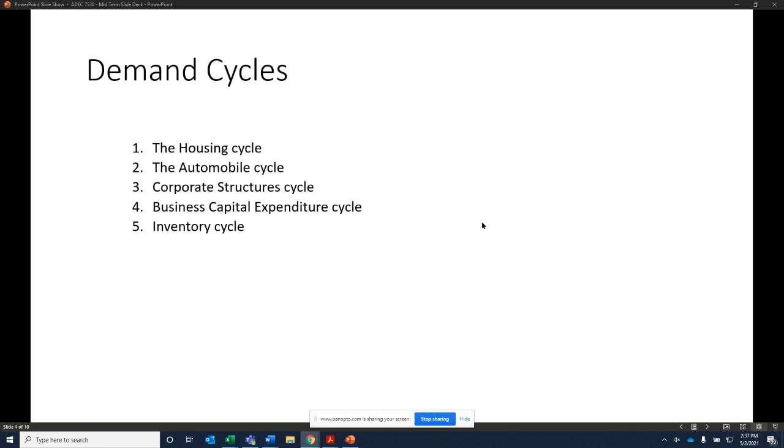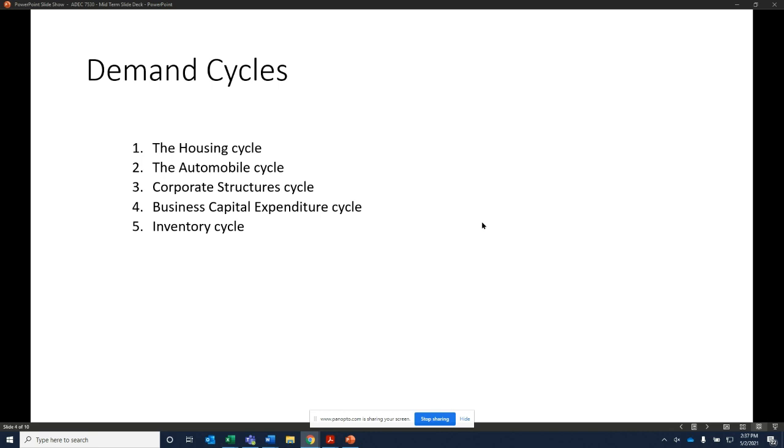The interesting thing about all these different demand cycles is they have very different frequencies as well as amplitude. For example, the housing cycle and the corporate structure cycle are much more long-term in focus, anywhere from maybe 5 to 15 years in duration, whereas the inventory cycle is probably a year to a year and a half. So very different in terms of the duration of the cycle, but also the magnitude.